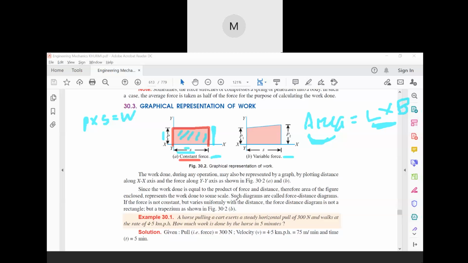Okay, and this type of diagram is called a force distance diagram. Now the force distance diagram is a rectangle if the force is constant, and if it is a variable force then it is a, what is this shape called? Can you say what this type of shape is called?